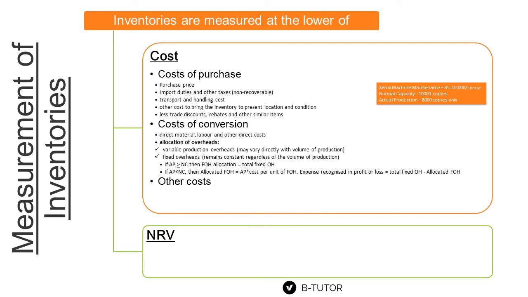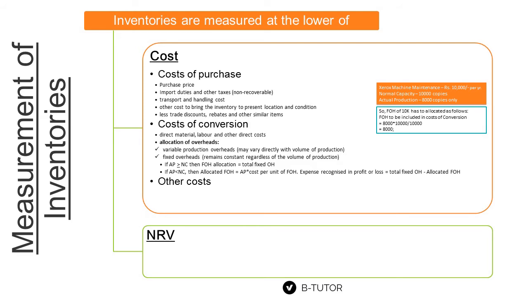We have a Xerox machine for which annual maintenance costs 10,000. During 1 year, we can produce 10,000 copies. So our normal capacity is 10,000. But we produced only 8,000. Actual production is 8,000. So fixed overhead of 10,000 has to be allocated as follows.